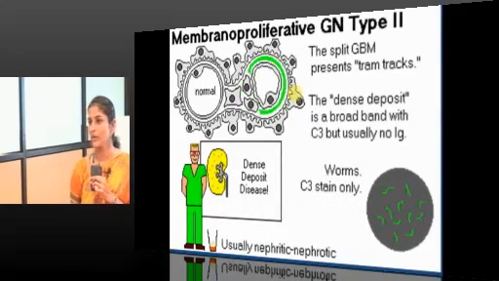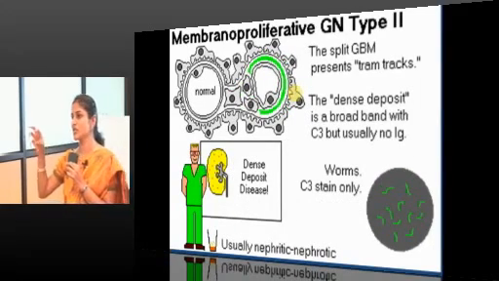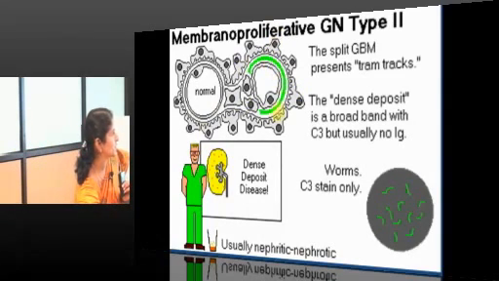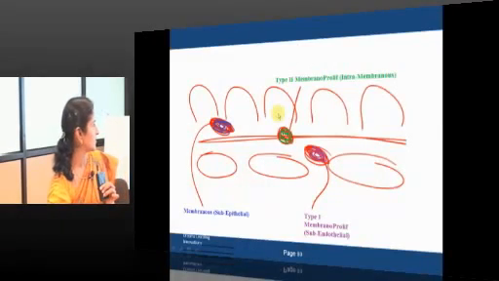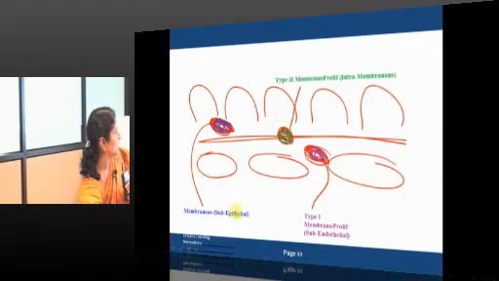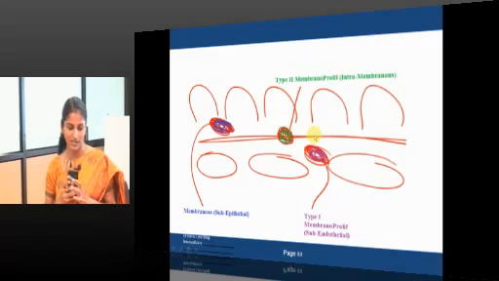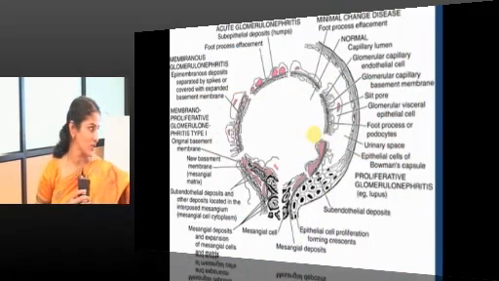MPGN type 2, where do you have the deposits? Dense deposition on the membrane. So, you can see the membranous deposits in MPGN type 2. Again the same thing: membranous is the subepithelial aspect of the GBM, type 1 MPGN is subendothelial location, and type 2 MPGN is along the membrane. These are the preferred locations for each pathology.